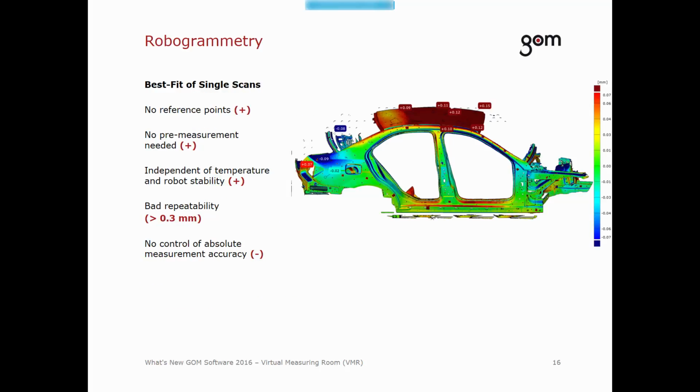One option we looked at was the transformation of single scans with best fit without using photogrammetry. This would eliminate the need for reference points and pre-measurements. It would also be independent of temperature influences and robot stability. But the repeatability of this option is bad, and it offers no control of the absolute measurement accuracy. You can see that with the top of the car, where the car body has few contours and the scans are not repeatable. In the next couple of slides, I'll explain why.